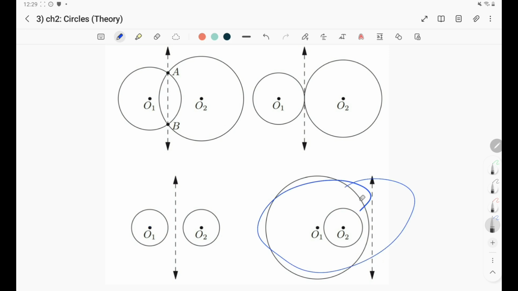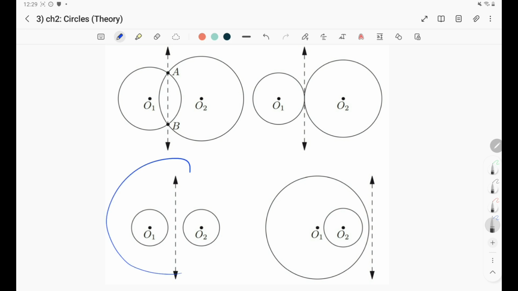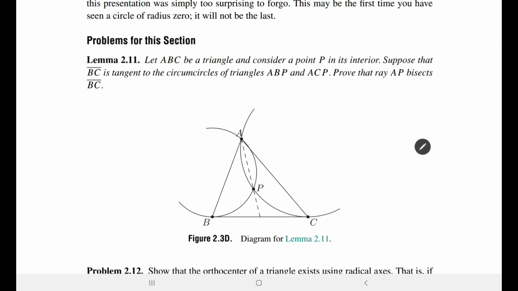Same thing for this case. We just know that it's going to be somewhere. It's going to be perpendicular over O1, O2. But unfortunately, we don't really know exactly where it is. There is actually one trick for this case to know where it is exactly. But before doing it, we need to have a look at this lemma.